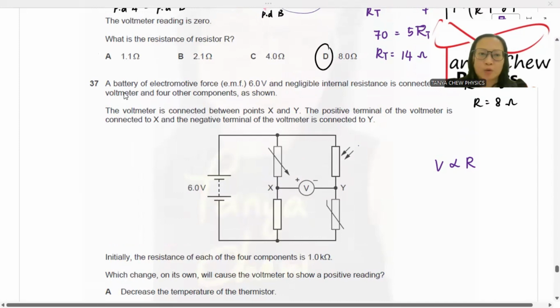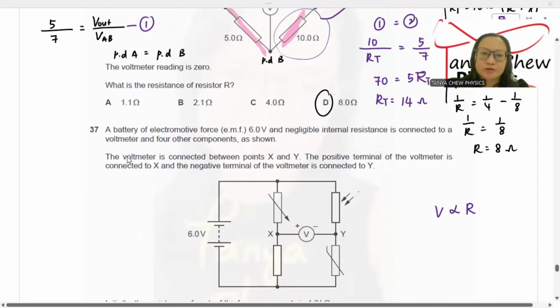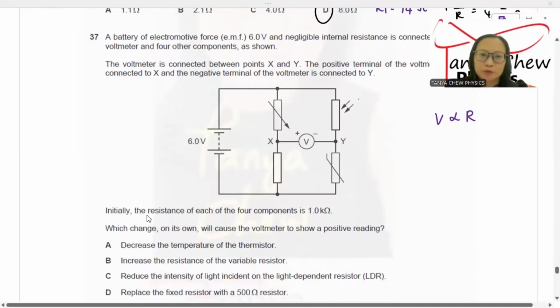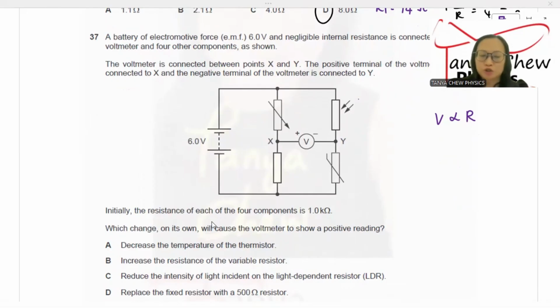Let us look at question number 37. A battery of electromotive force, EMF, 6 volt, and negligible internal resistance is connected to a voltmeter and 4 other components as shown. The voltmeter is connected between points X and Y. The positive terminal of the voltmeter is connected to X and the negative terminal to Y. Initially, the resistance of each of the 4 components is 1 kilo ohm. Which change on its own will cause the voltmeter to show a positive reading?